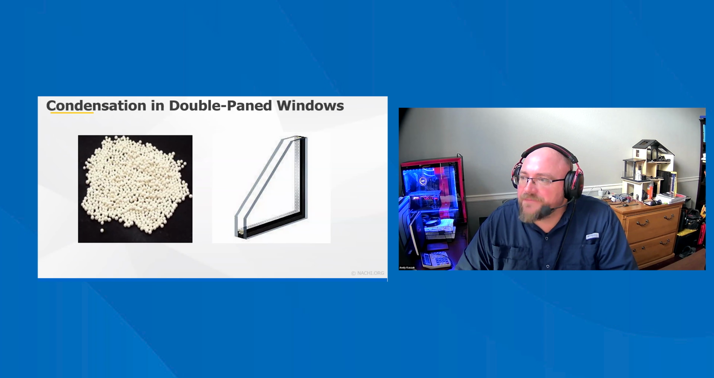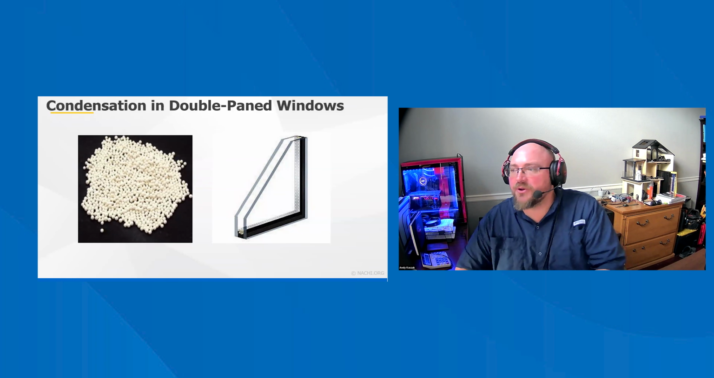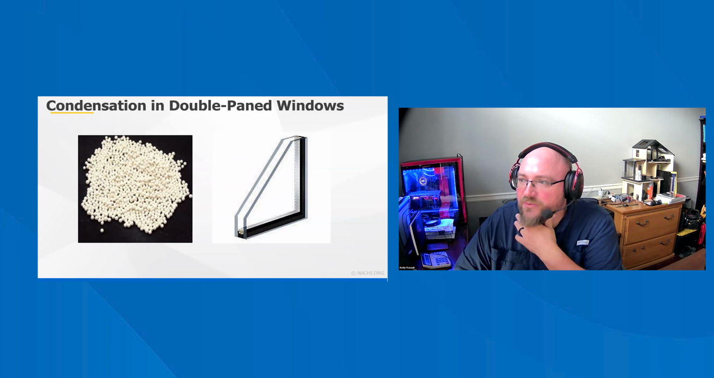Double pane windows. Let's see. I'm sorry. Cold indoor surfaces can cool the surrounding air enough to force vapor to condense. This often happens on single pane windows because they lack the necessary thermal insulation available in higher quality windows.